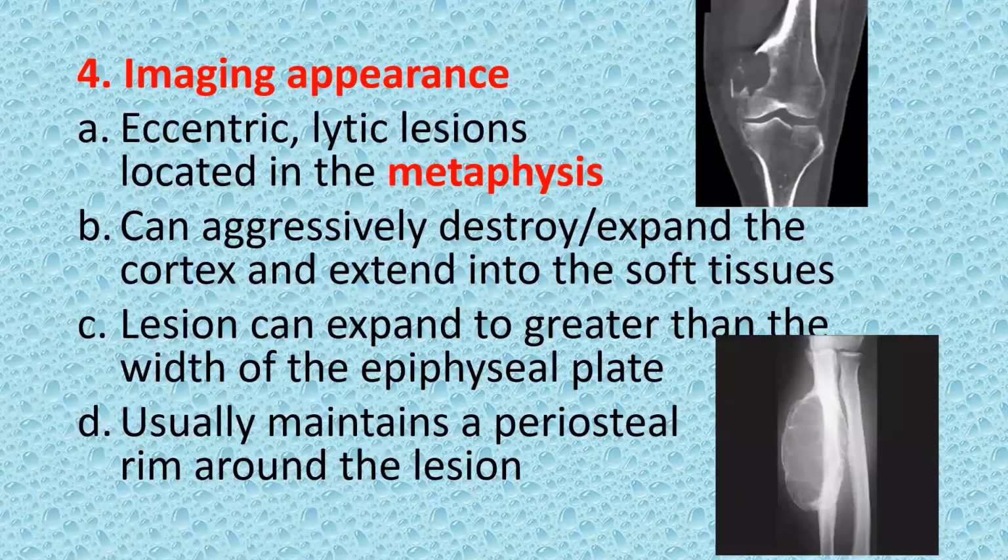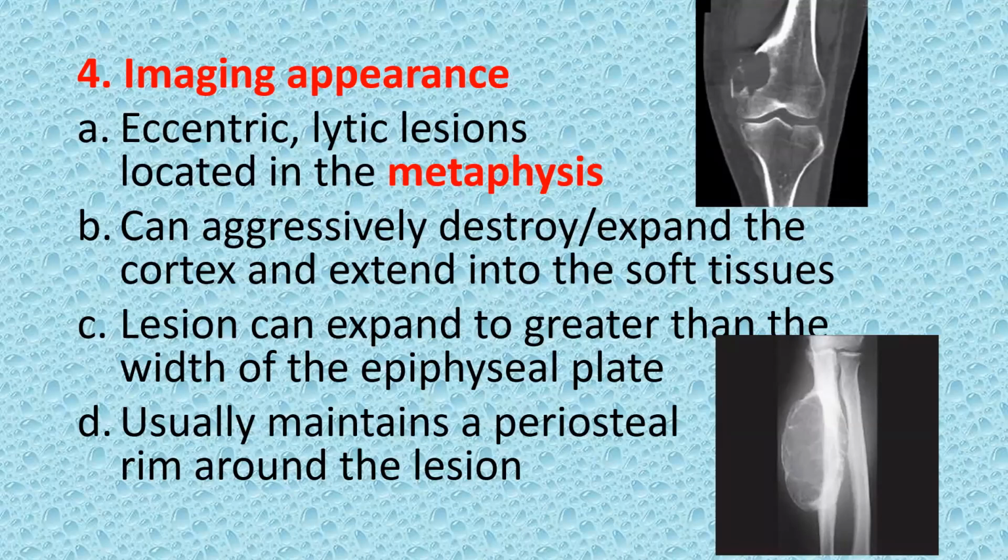Eccentric lytic lesions located in the metaphysis are shown in the slide. It can aggressively destroy, expand the cortex, and extend into the soft tissues. Lesions can expand to greater than the width of the epiphyseal plate, and usually maintain a periosteal rim around the lesion. This is what we call the shell.